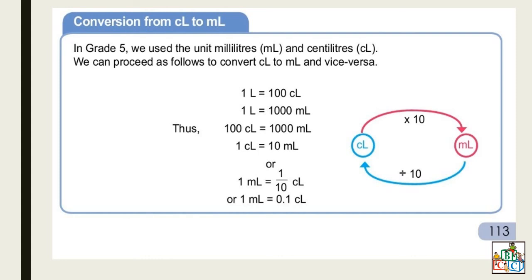Or 1 milliliter is equal to 1 divided by 10 centiliter, which is equal to 0.1 centiliter. So take a look at the illustration at the right of your table. For centiliter to milliliters, you have to multiply by 10. For milliliter to centiliter, you have to divide by 10. Now we are going to take a look at some of the examples before we proceed with the questions.